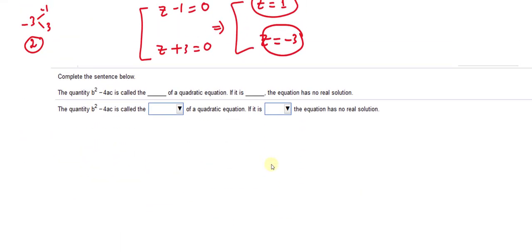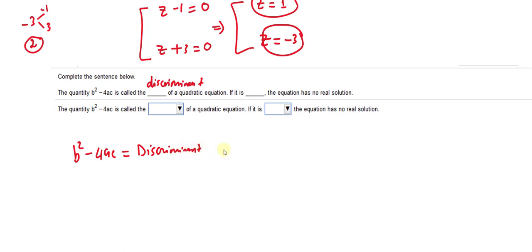Next question. The quantity b squared minus 4ac is called the blank of a quadratic equation. That is the discriminant. The discriminant of the quadratic equation. Now this factor b squared minus 4ac, that is the discriminant.